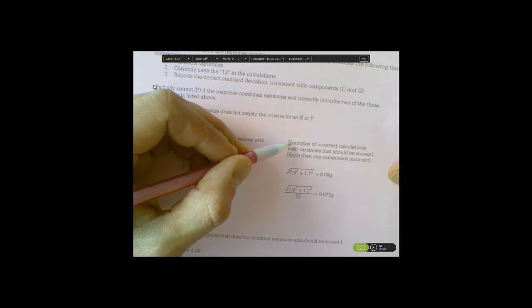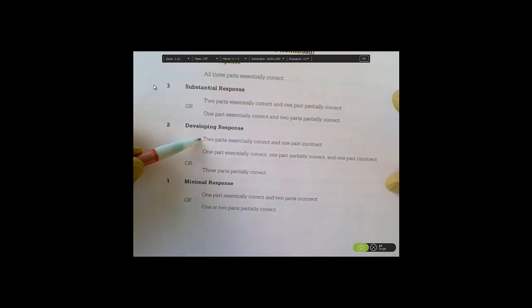Possibly an I. And as I'm looking at these, oh, here we go. Examples of incorrect calculations. This is exactly what I got, that 0.673. So that's going to be an I. So as I look at the scoring guideline, I have 2 parts essentially correct and 1 part incorrect. That's going to represent a 2. So on this question, I scored a 2.